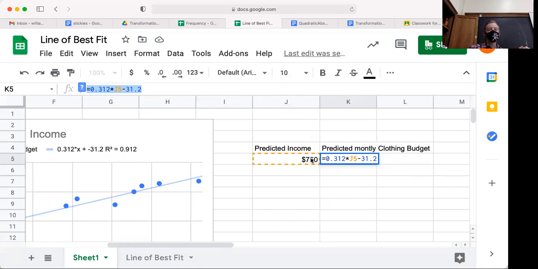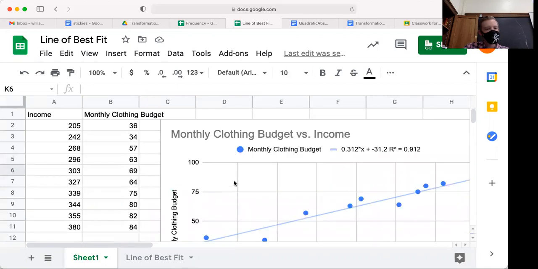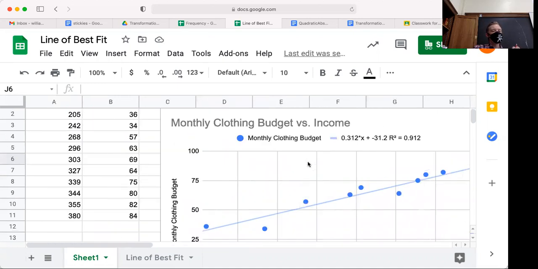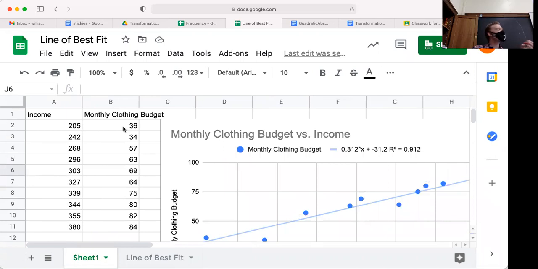All right, so one thing that I want to do with this is I want to look back here real quick. One thing I would like to point out. So here it said that this person earned $205 and spent $36 on clothing every month, right? Well, let's see what happens when we plug 205 into our equation here. So I'm going to change this 750 to 205. And here, our equation says that on average, people will spend $33 per month. However, this person didn't spend $33, they spent $36.